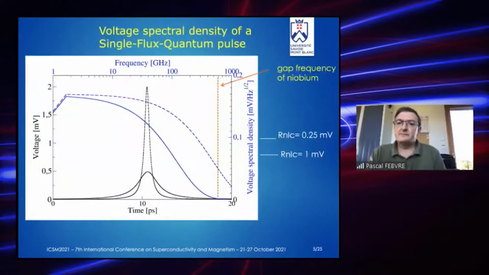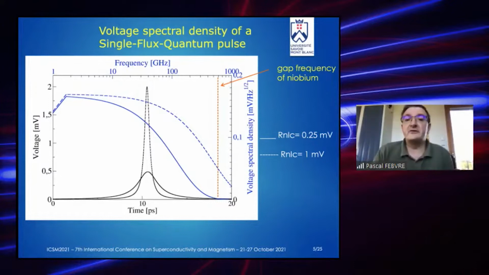So to illustrate why we need to have these accurate simulations, I just present an SFQ pulse, a theoretical SFQ pulse in case there is no capacitance. With two pulses, you see them in black, with an NIC of 1 millivolt and 0.5 millivolt, and you have in blue the spectrum. The frequency axis is at the top of the graph, and you can see that the spectrum in blue has some component, especially for the narrower pulses, which are above the gap frequency of niobium, which is about 700 gigahertz. You see there is some energy above the gap frequency.